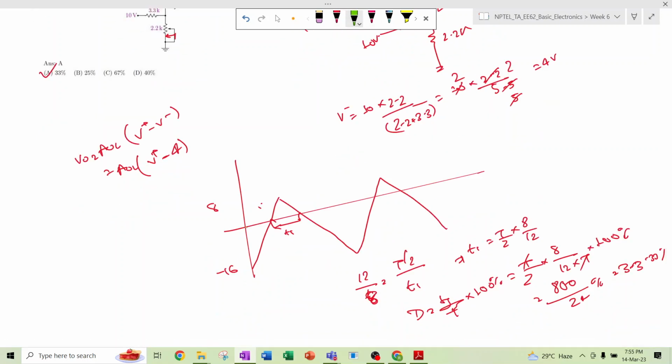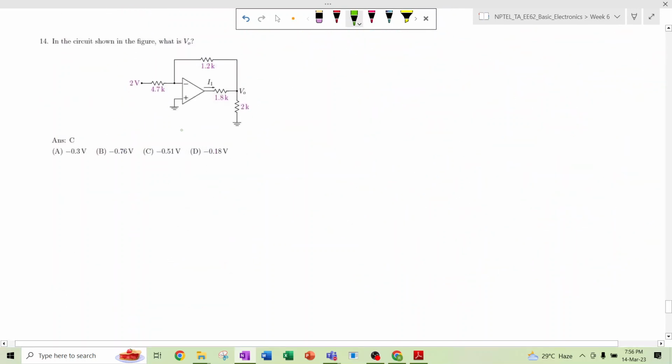So as we have done earlier also, the same thing. Previously it was T by 2 and here it was T1. So you can write like that. Okay. So the next question.